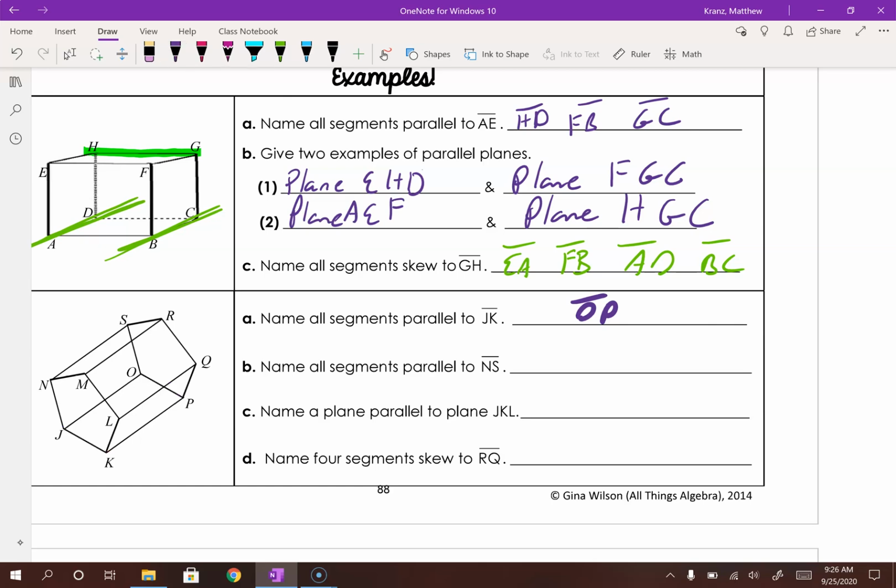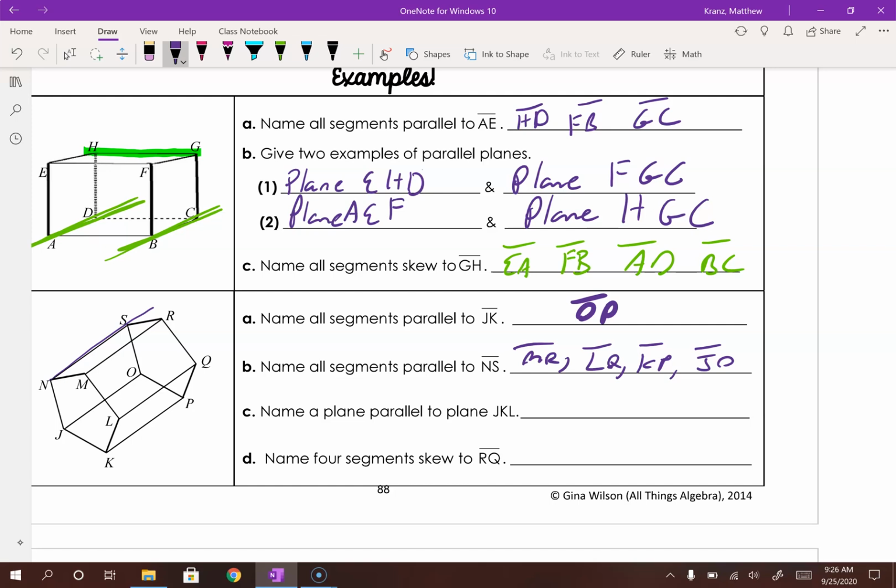All right, let's go ahead and name all segments parallel to NS. So NS would be right here. So we could see that this would be parallel, this would be parallel, this would be parallel, and this would be parallel. So we can say that this would be segment MR, segment LQ, segment KP, and segment JO.